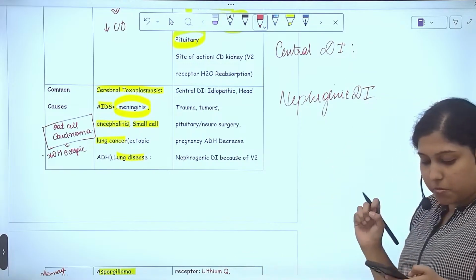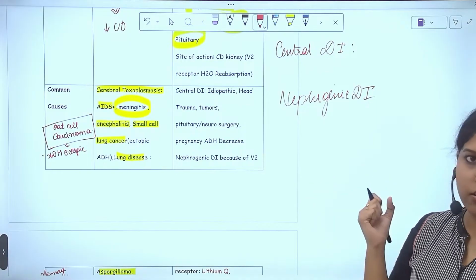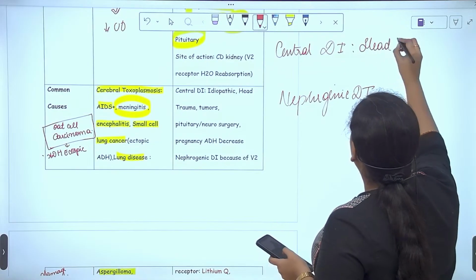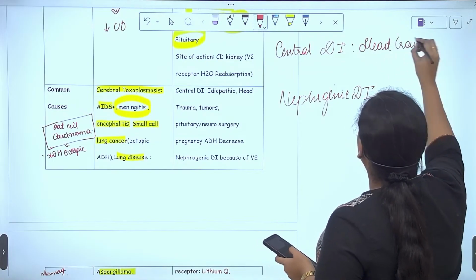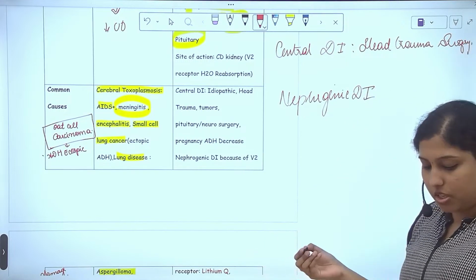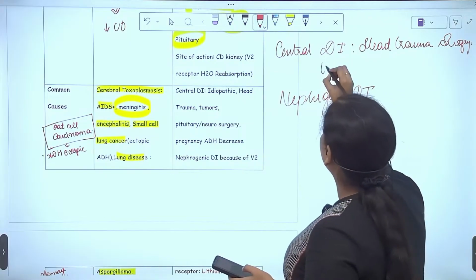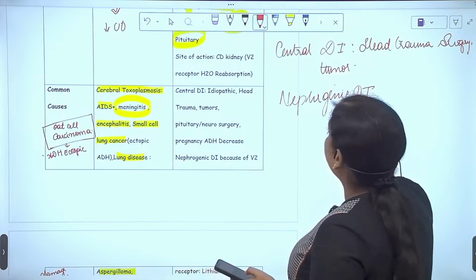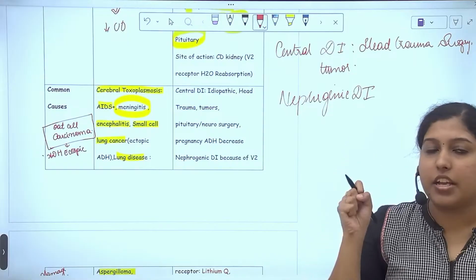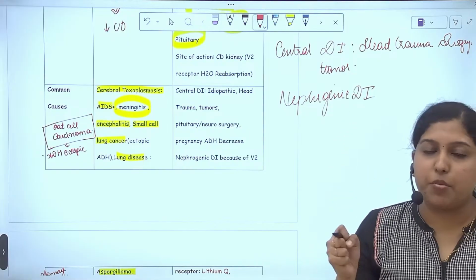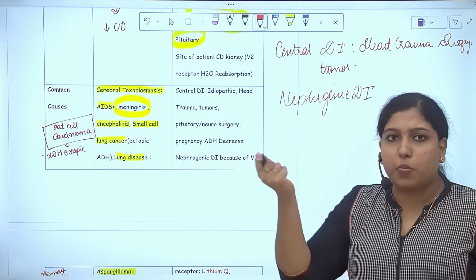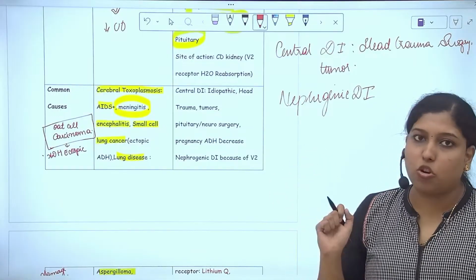The term implies there is some problem in your central system. So when there is a head trauma, or a head surgery, which includes any form of pituitary surgery, or if there is any tumor which in turn affects the production of your ADH, the patient will have central diabetes insipidus. What is meant by central diabetes insipidus? Because of the affection of the production glands, I am getting a reduced amount of ADH.